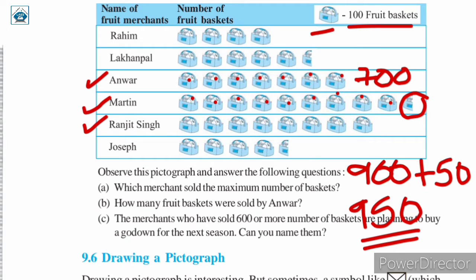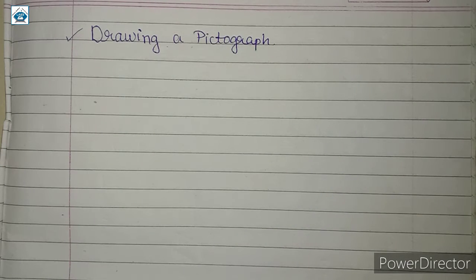And lastly, for Ranjit Singh, we have 1, 2, 3, 4, 5, 6, 7, 8. 8 pictures. So this represents 8 into 100, which is 800 baskets. 800 fruit baskets. So the names of the merchants who are planning to buy a godown are Anwar, Martin and Ranjit Singh. Let us now discuss the next topic, drawing a pictograph.